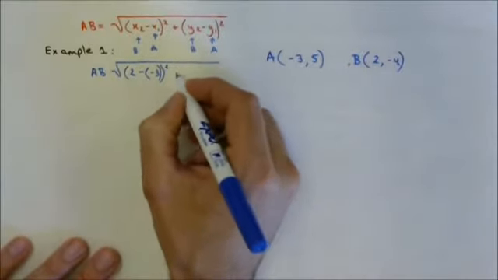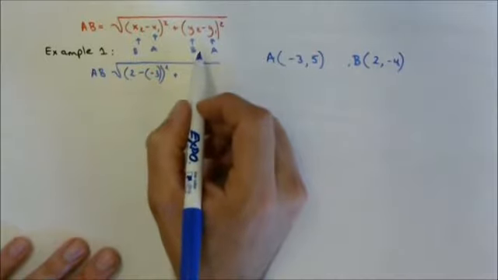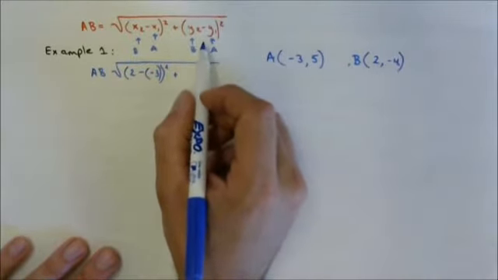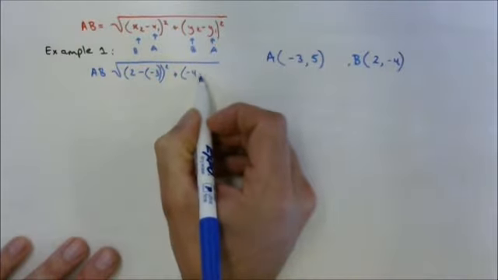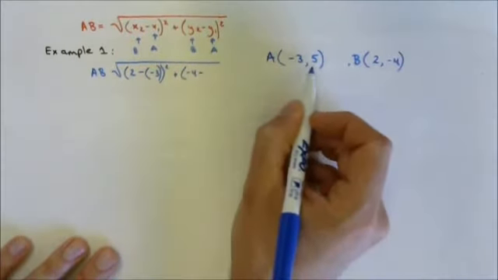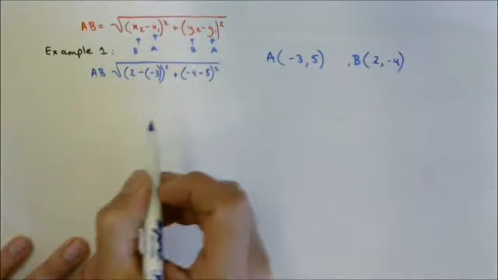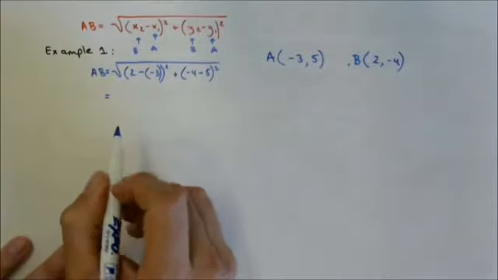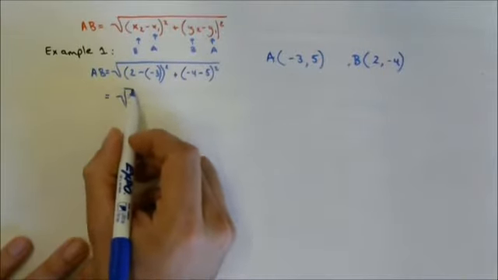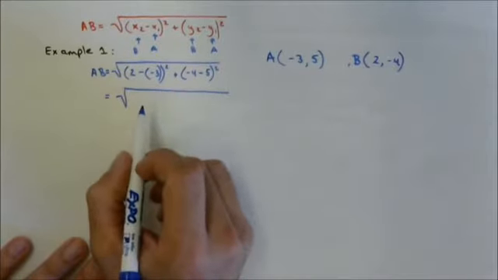We're going to square that bracket, and now add the square of the change in y, which is y2, -4, minus the y from A, which is 5, and that's going to be squared. We're going to leave the square root symbol. We're going to work with everything underneath that first. We're going to simplify our brackets.